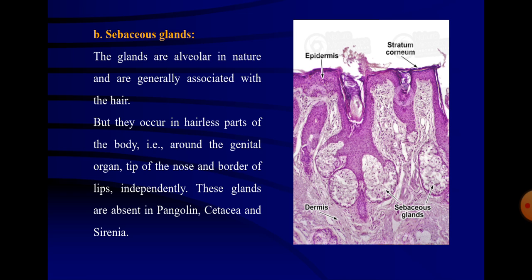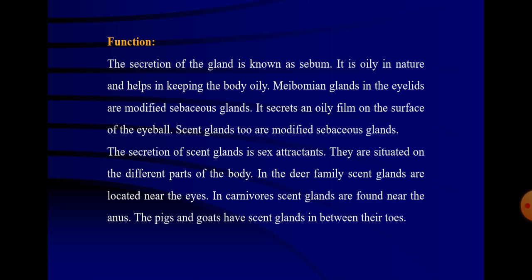Actually, they are keeping the follicles lubricated. The secretion of the gland is known as sebum. It is oily in nature and helps in keeping the body oily. Meibomian glands in the eyelids are modified sebaceous glands. It secretes an oily film on the surface of the eyeball.